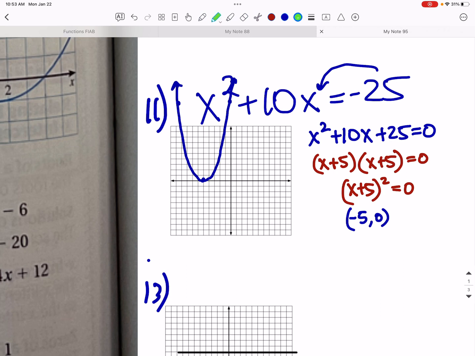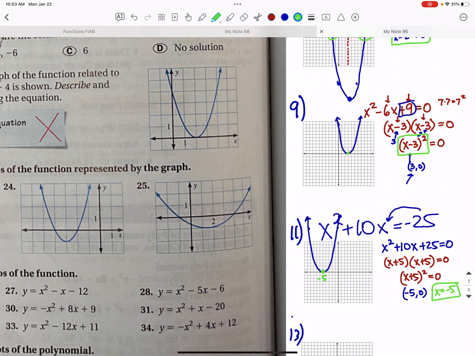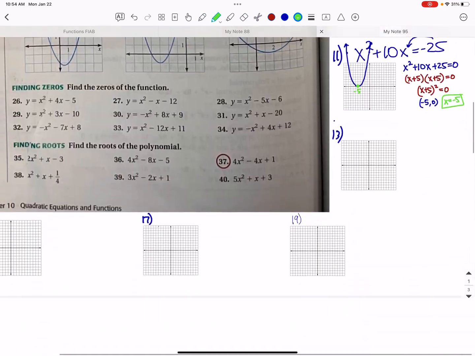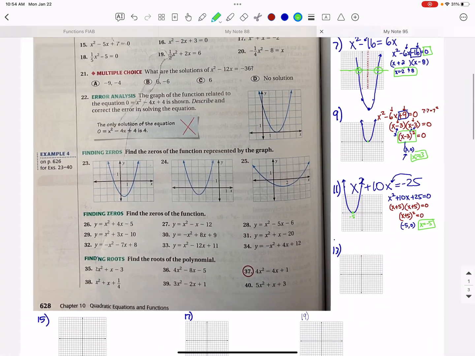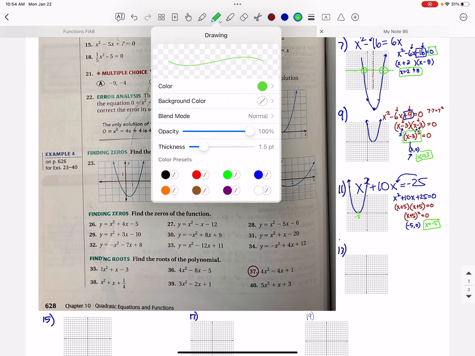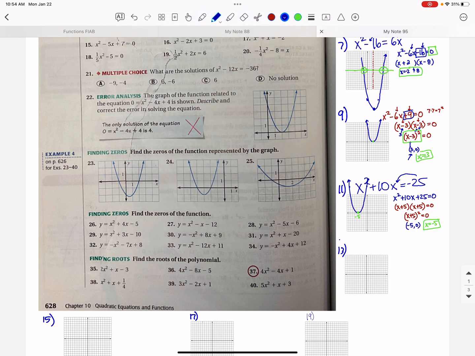So the only thing I really care about is this spot. We know that it hits the line once right there at negative 5. So x equals negative 5. For this one, x equals 3. All right, number 13.